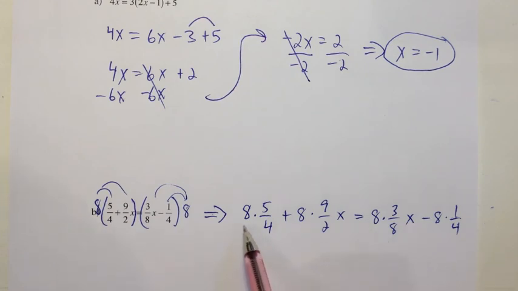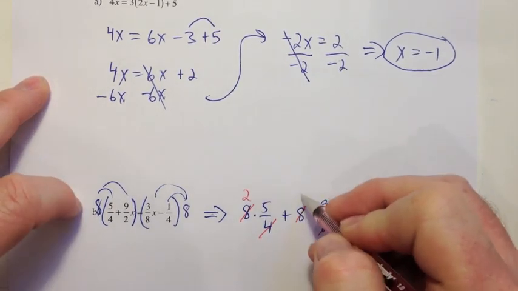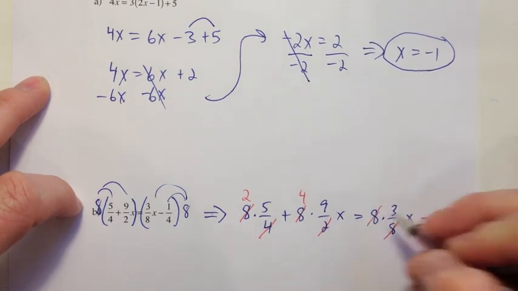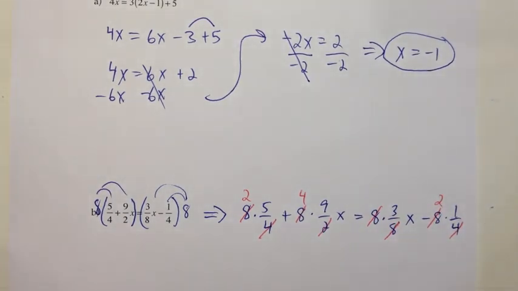But right away, because that's the LCD, every one of these denominators should cancel. This 4 goes into the 8 twice. This 2 goes into the 8 4 times. These 8's cancel. This 4 goes into that 8 twice. And all of my denominators are gone.